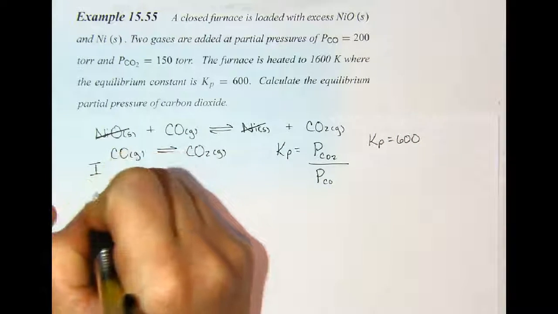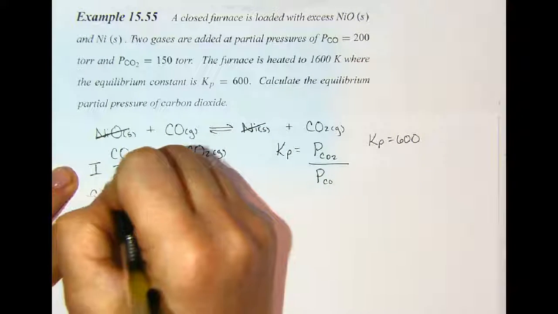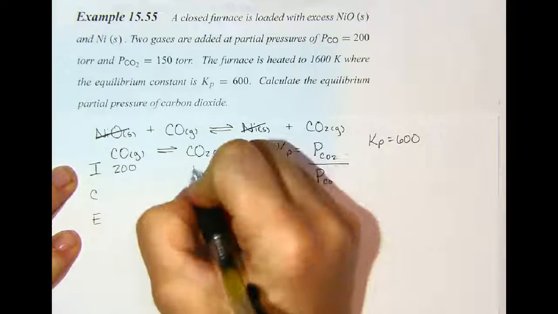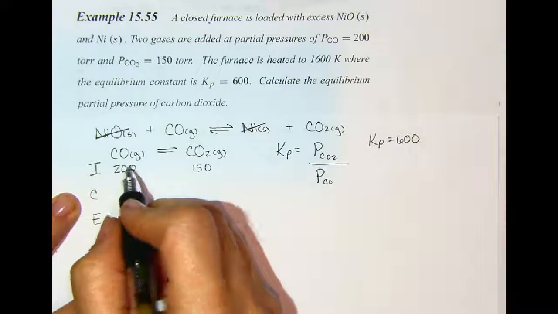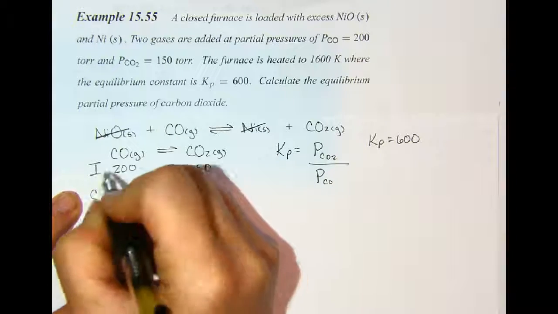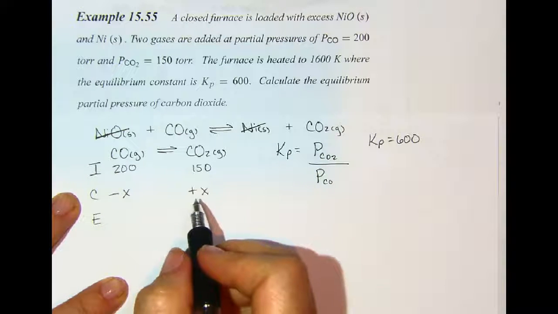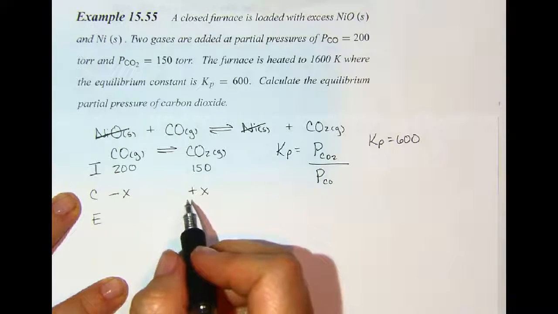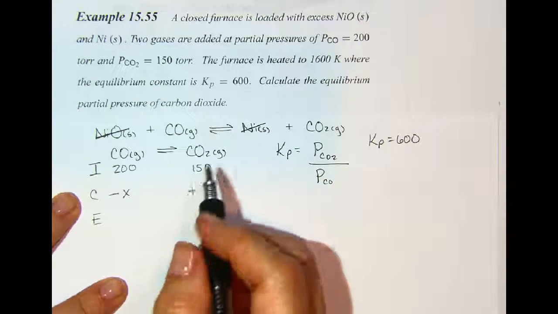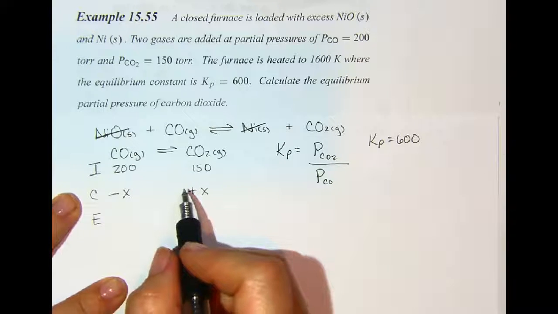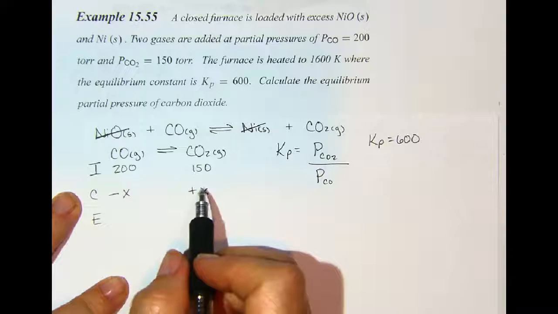The ICE table will be written as follows. The initial pressure of the carbon monoxide is 200 torr and the initial of carbon dioxide is 150. The changes, I'm going to assume that this is minus x and this is plus x. It really wouldn't matter which one you make negative and which one positive as long as they're opposite signs. However, you can figure out by calculating your Q which direction the reaction is going to predominantly move in order to know whether or not to put the negative here or the positive here.